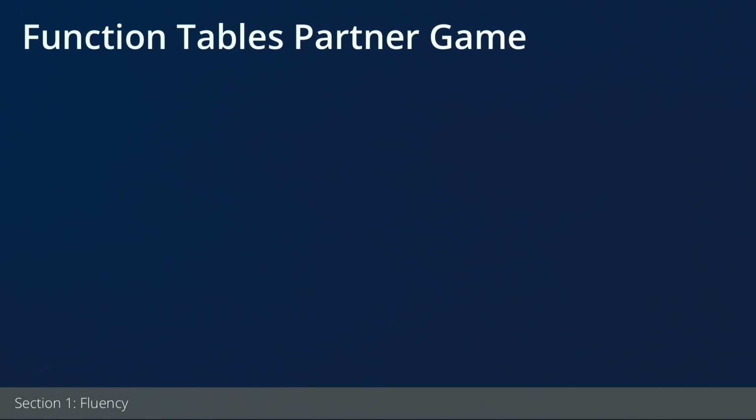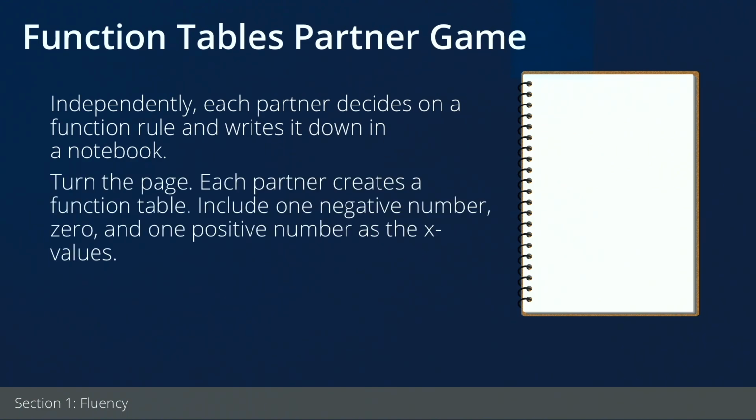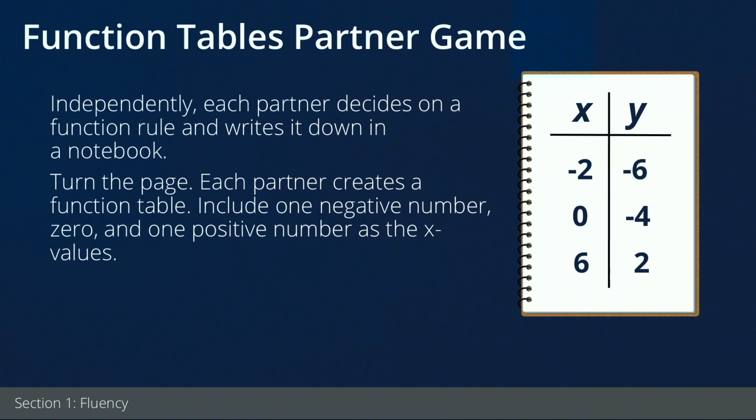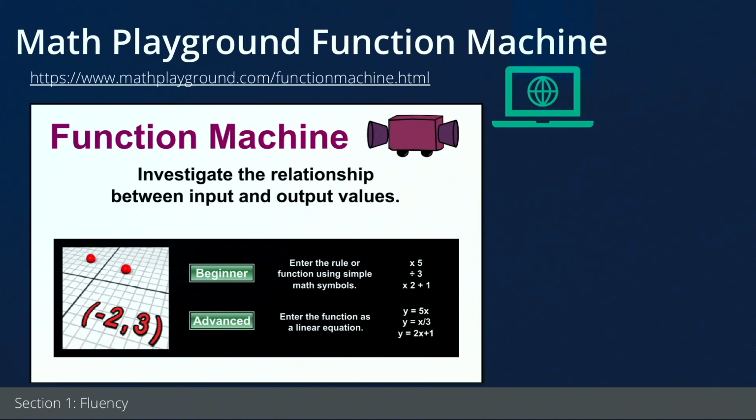Now, we could also play a partner game with function tables. Here, partners decide on a function rule and they write it down, and then they turn the page, and then the partner is going to create a function table. Maybe they include one negative number, 0, and one positive number as the x values. And then the partners switch notebooks to try to figure out their partner's function rule, and then they can turn the page backward to check their work.